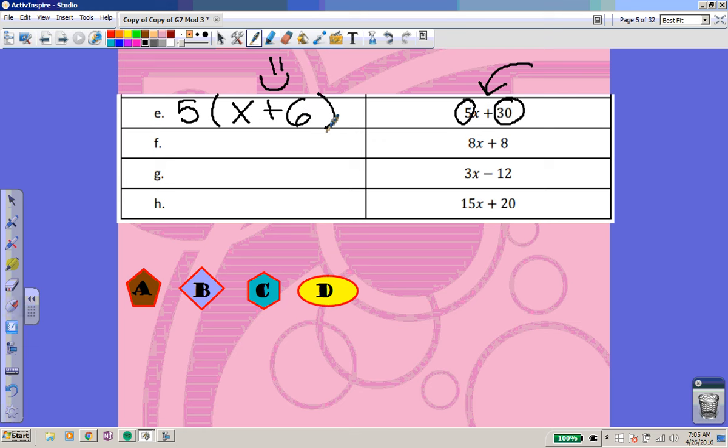And that's that. If I wanted to go back and check my work, I know that 5 times x will give me 5x. And then I know that 5 times 6 gives me 30, so I am correct. I'd like you to go and try letters F through H on your own, and once you are finished, please check in with me.